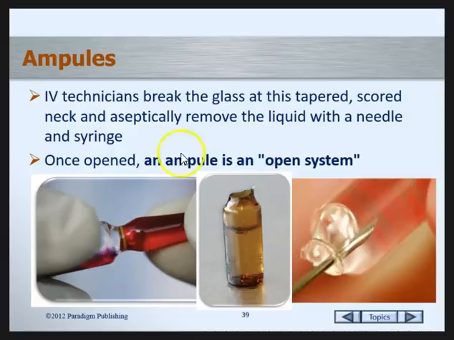The other part is it says that it's scored. So when you actually get to touch the ampule, you'll see that it's got kind of a rough part. You're going to put your finger on it, that it's been scored with a file to weaken the neck of the ampule to make it easier to break. Once it's open, it is an open system. You see there's no diaphragm, so potentially the liquid could just come right out, which means that things could come into the ampule. It's very important that we maintain good technique because the risk of contamination of an ampule is even higher than the risk of contamination with a vial.